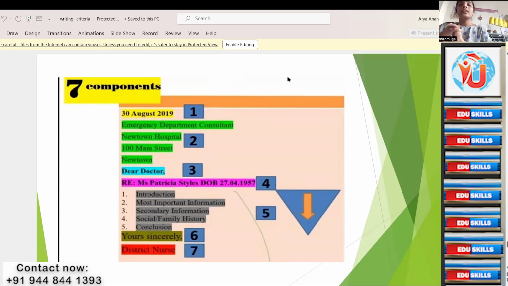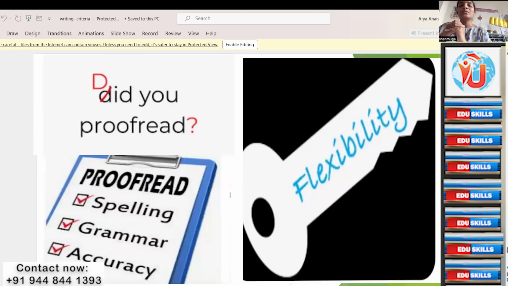And the last one is, it is really important to proofread your letter. You may ask why I need to proofread my letter. You have to check spelling, you have to check your grammar, you have to check your accuracy, how the information has been presented. This is all the information you have to proofread at the end of the letter. You don't take 40 minutes to write your letter. At least you have to complete your letter within 30 minutes.